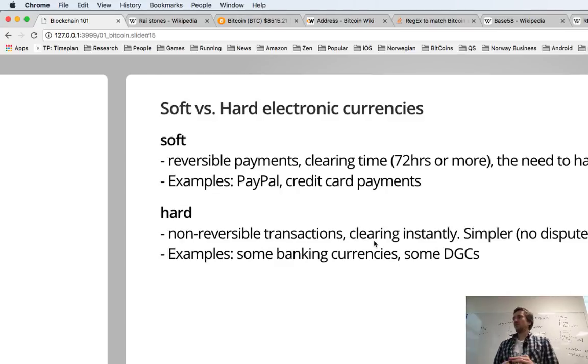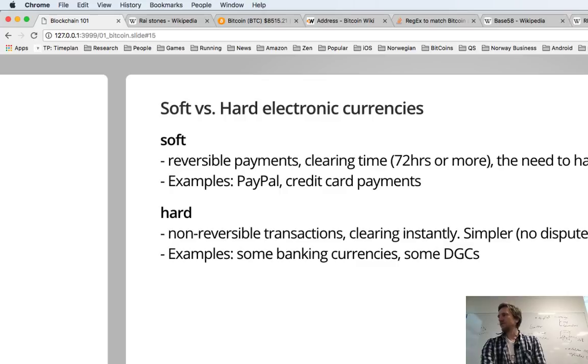Okay, so we sort of distinguish between soft and hard electronic currencies. So soft, you have reversible payments. The clearing time is usually 72 or more hours. So they take time to actually clear. So if someone sends you funds by one of the soft electronic currencies, you have to wait for the money to show up on your account. It doesn't happen instantaneously, right?